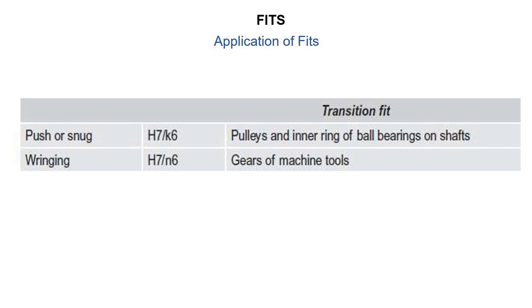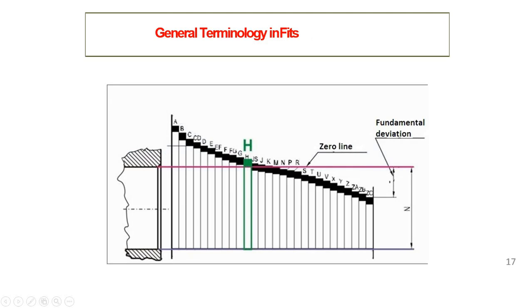Transition fit, it has 2 types. Push or slung fit can be utilized by the pair of H7, K6. This is utilized in pulleys and inner rings of ball bearings on a shaft. Wringing fit can be had by mating H7 and N6 shaft. Gears of machine tool application is there. Then general terminology of fits.